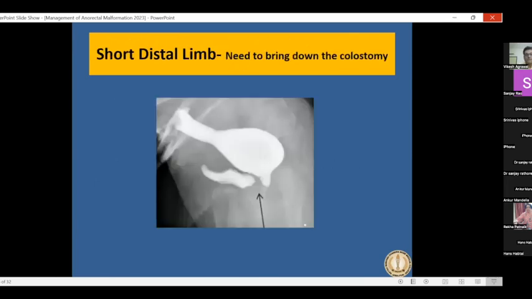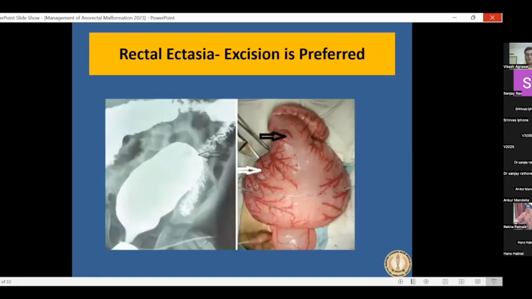Another problem which I mentioned before is a short distal limb. In such cases, we ask our postgraduates or our young pediatric surgeons to be very, very careful in raising the colostomy, and it should be confirmed twice or thrice that you are doing a high sigmoid colostomy and not a mid sigmoid or a low sigmoid colostomy. If it happens, then usually you have to bring down the colostomy. At times we switch over the colostomy to another side a little bit inferiorly, or we bring it down completely and do a PSAR pull through.